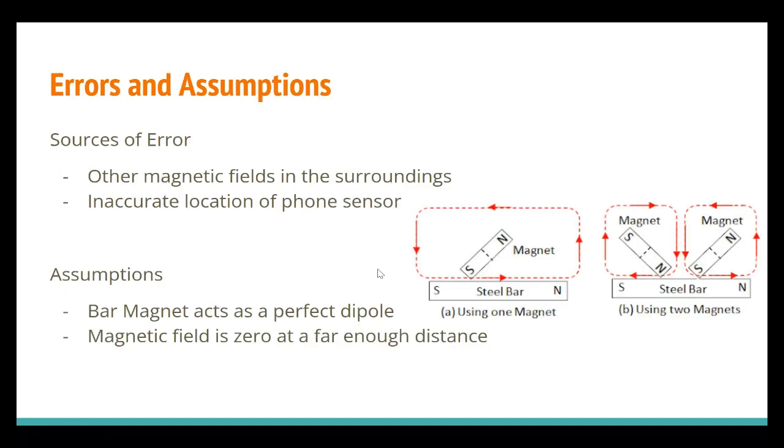Some errors and assumptions we have to make for the lab. Some errors would be other magnetic fields in the surroundings, like other computers or other phones, affecting the magnetism of the bar, and also an inaccurate location of the phone sensor. Like if we were misreading where to put the sensor in the first place, that can affect our values for the dipole moment and everything else we did in the lab. However, there are some assumptions we had to make during the lab, like acting as if the bar magnet was a perfect dipole, along with assuming that the magnetic field is zero at a far enough distance.